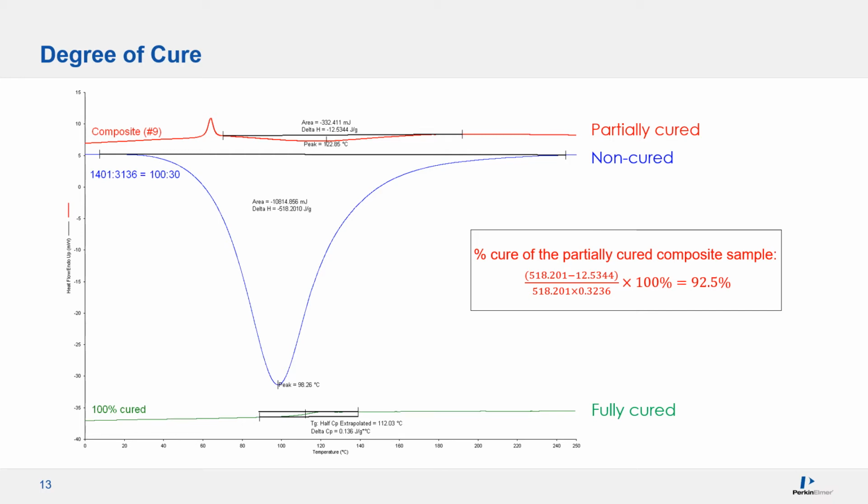You'll get the TG of the fully cured sample as shown in the green curve. You would also need to have the uncured liquid resin and use the same method to calculate the maximum delta H. With the two delta H values we obtained, the percentage cure can be easily calculated using this equation. If you don't have the uncured resin, you can still compare the percentage cure of partially cured samples by looking at the residual cure.